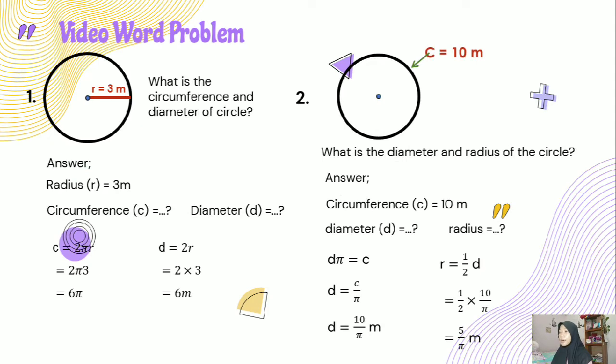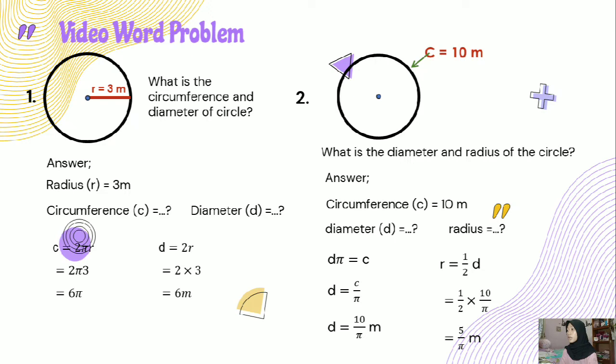Example question number 1. What is the circumference and diameter of a circle if radius equals 3 meters? Answer. Circumference equals 2 times pi times radius equals 2 times 3 times pi equals 6 pi, and the diameter equals 2 times radius equals 2 times 3, so equals 6 meters.